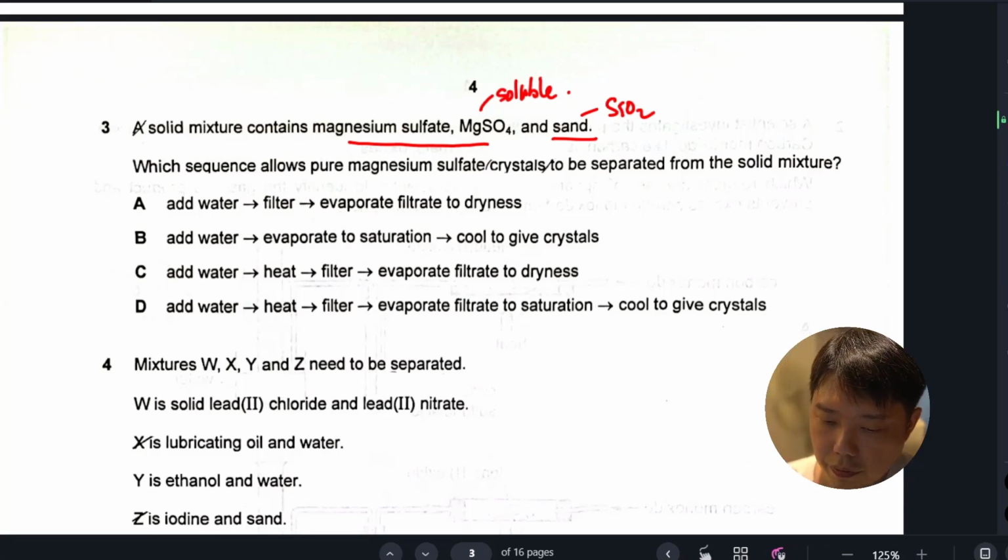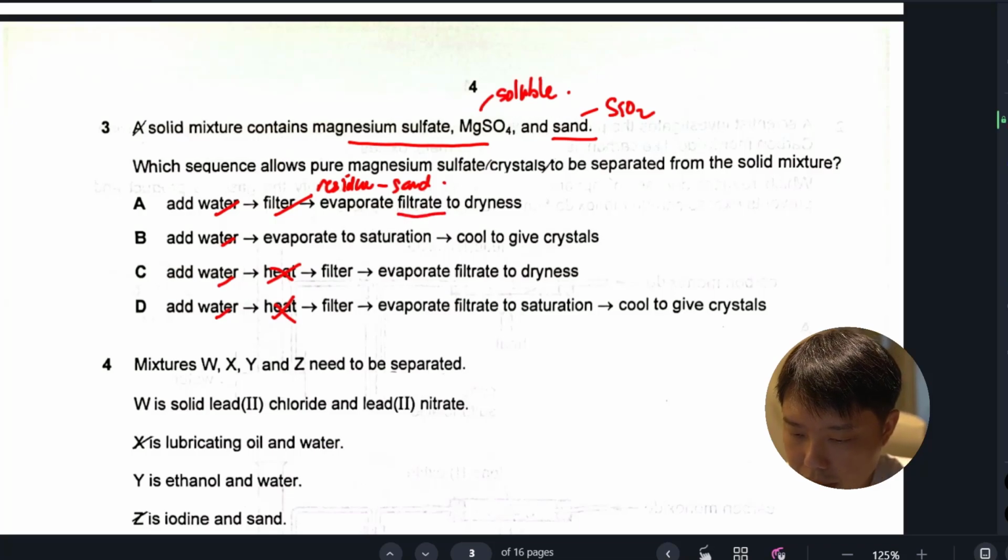Okay, so one soluble, one not soluble. You just actually first step need to add the water, and then you don't have to heat it. You also shouldn't evaporate. You should immediately filter it so that your residue, right? Your residue, you get sand, and then your filtrate is where your magnesium sulfate will be. You evaporate it to dryness and you'll get the magnesium sulfate crystals. All right, so our answer should be A.